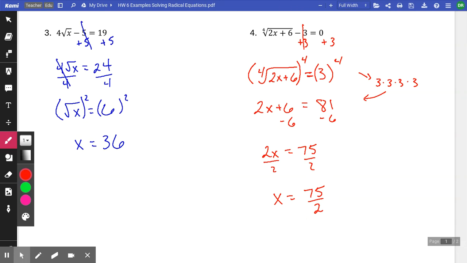And we can check this answer. It's not necessarily as simple to check because we have a fourth root, but maybe a calculator could help us in that regard. If we take 75 over 2 and substitute in for x, 2 times that fraction is just 75. And 75 plus 6 is 81. And the fourth root of 81 is 3 because of what we saw earlier. When you multiply 4 3's together, you get that number 81. So the fourth root of 81 is 3, minus 3 is 0, which is what the equation equals. So again, this solution is working out.